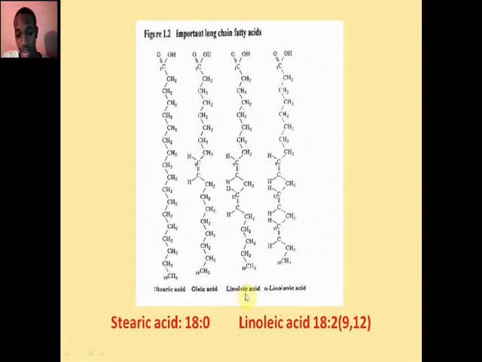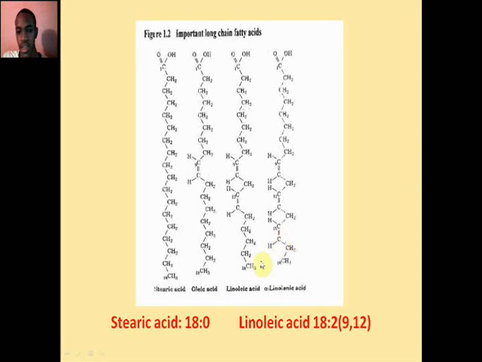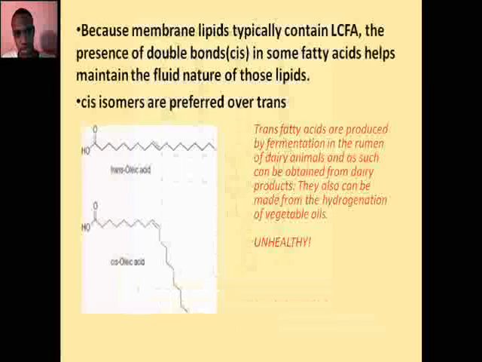Now, linoleic acid is not to be confused with linolenic acid. Linoleic acid has 2 double bonds and linolenic acid has 3 double bonds. And you would see, if you count from the omega end now, that linolenic acid is a 1, 2, 3, an omega 3 fatty acid, and linoleic acid is a 1, 2, 3, 4, 5, 6, an omega 6 fatty acid. And these have very important consequences.